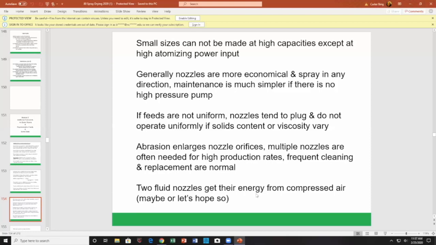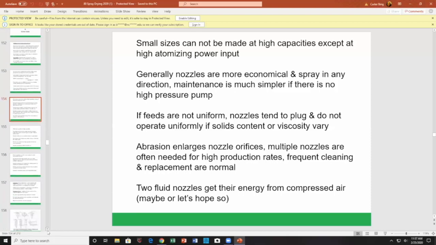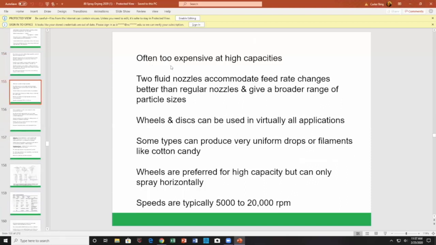Two fluid nozzles get their energy from compressed air, or let's hope so. So too expensive at high capacities. That's what two fluid nozzles are. Maybe "too expensive" is sort of a vague term, right? Two fluid nozzles accommodate feed rate and changes better than regular nozzles, right? Gives a broader range of particle sizes.